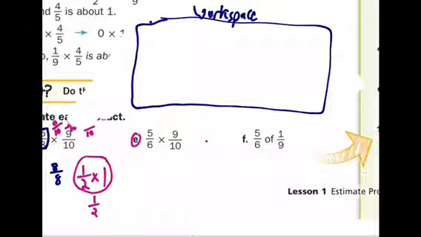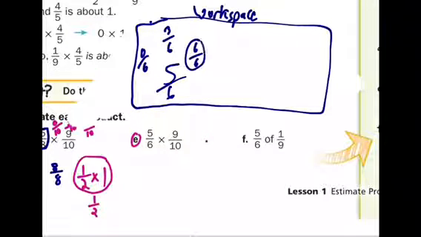So to do problem E for 5/6, I have to decide, is 5/6 closest to 0? Remember, that's 0/6. Half is 3/6, or a whole, which is 6/6. So 5/6 is really close to 6/6, so that's going to round to 1.